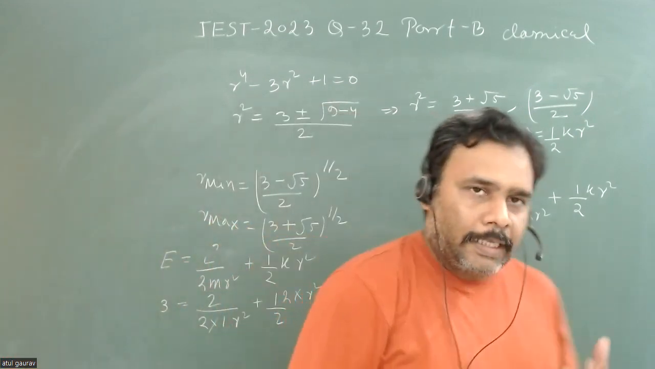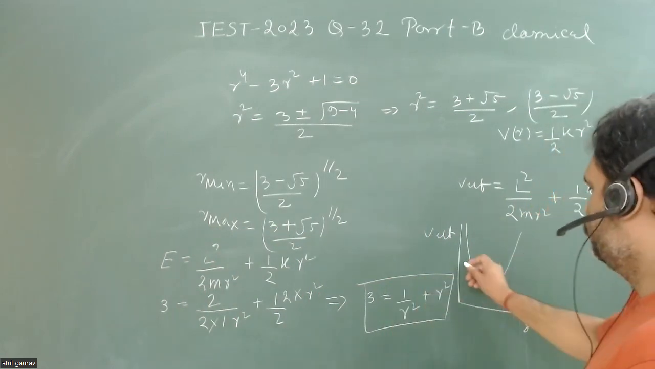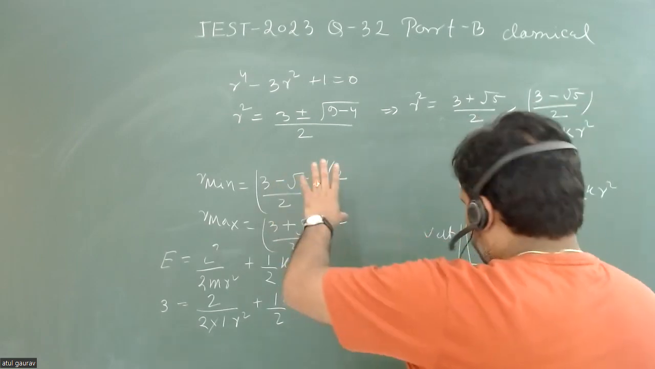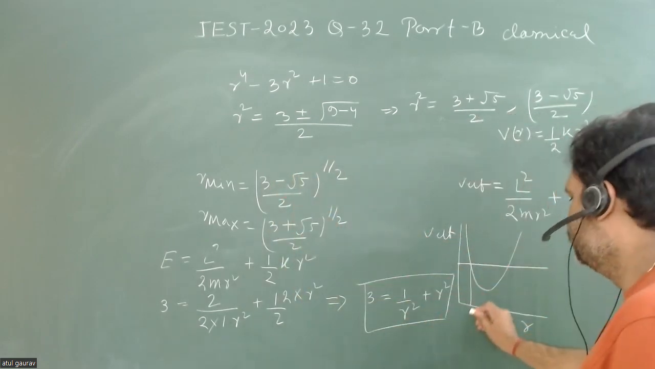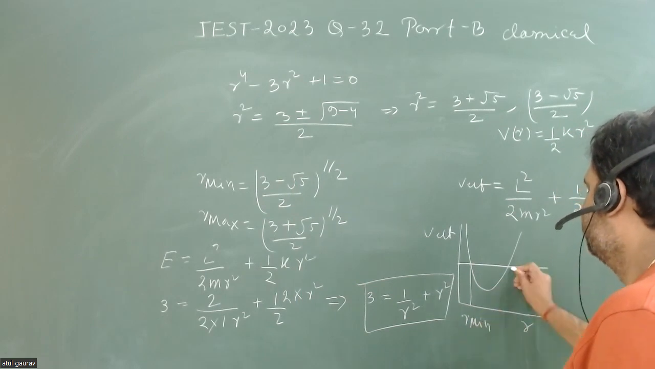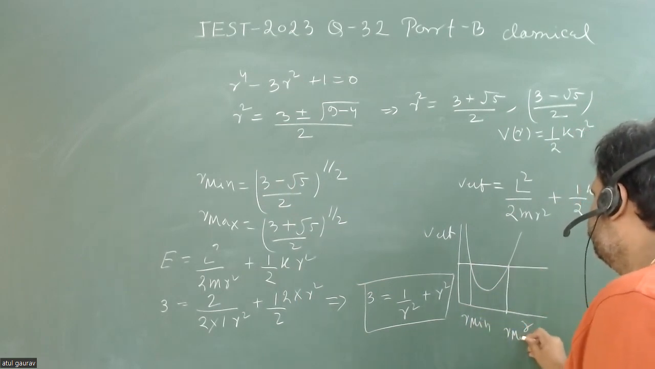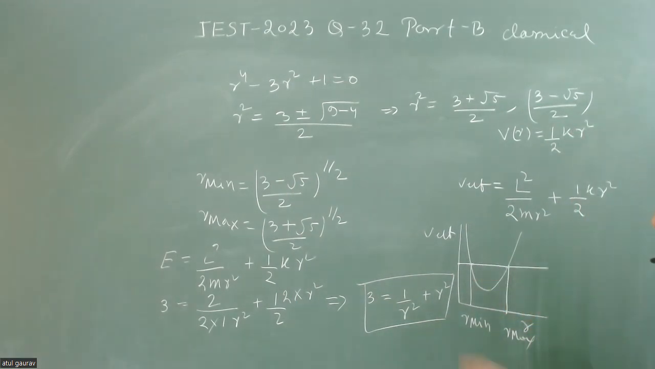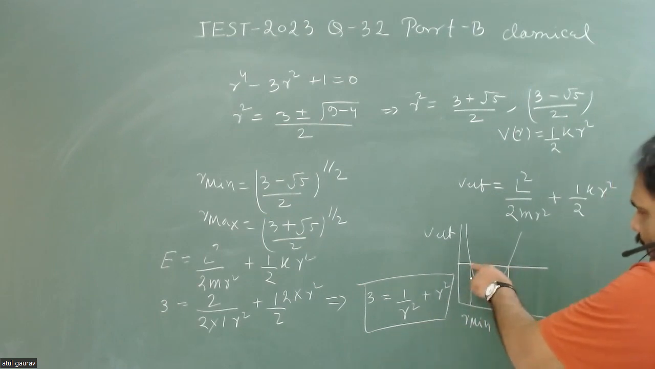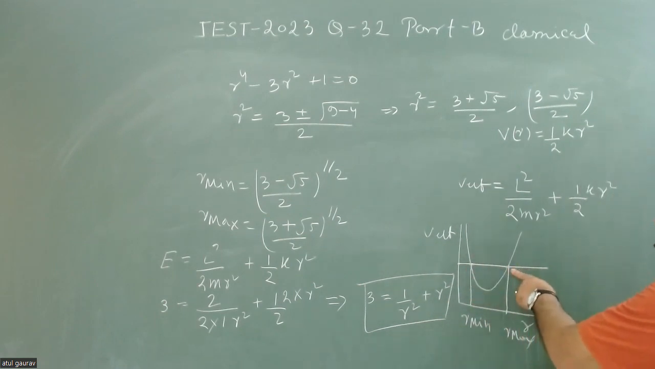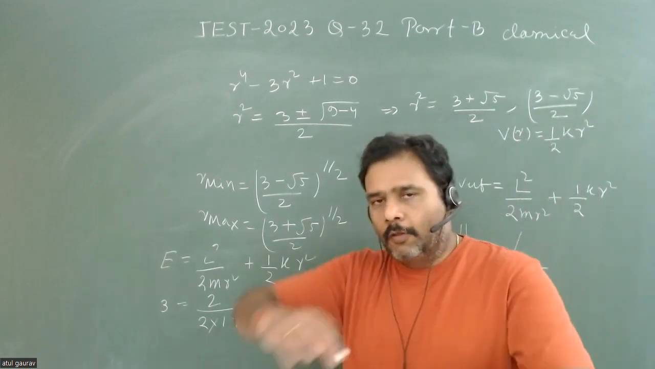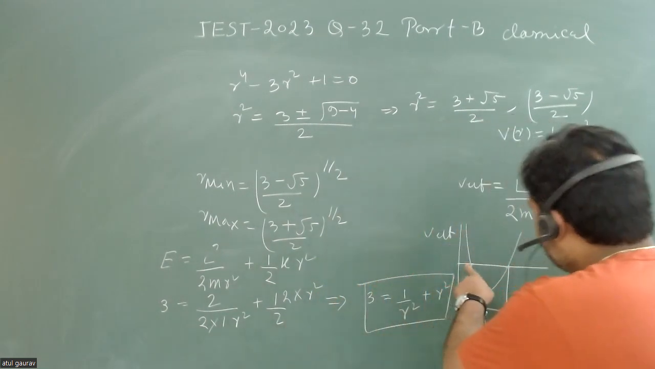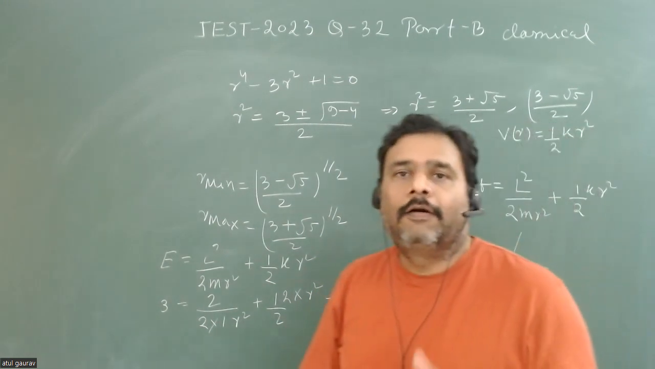So for energy, suppose my energy is 3 units, we have two turning points. This is my r minimum and this is my r maximum. What will happen? My particle is bounded between these two turning points. But at these two turning points, my r dot is equal to 0. So only we have rotational kinetic energy, only we have the centrifugal term. So at these 2 points, the particle will exactly behave like a circle.